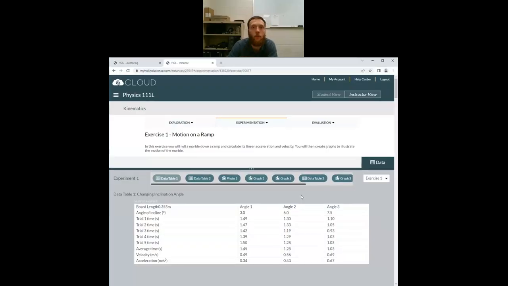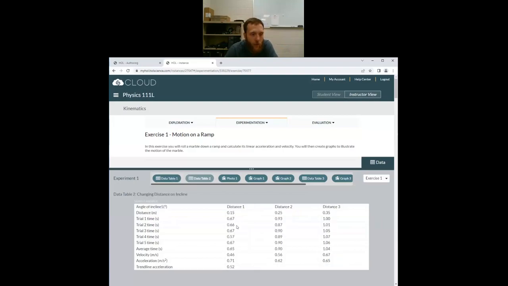All right, so let's see. Go back a little bit. Data table one, like I said, is the same distance down the board, just change the angle, three different angles. And when you calculate the acceleration at the end, you can see that the larger the angle, the higher the acceleration. And that makes sense because the ball is accelerated faster. If you drop a ball straight down, it's going to go even faster than the ball rolling down the ramp. That's kind of like the extreme here.